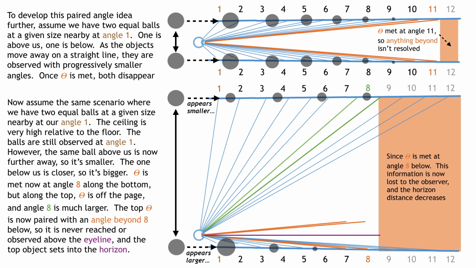But theta is now met at angle 8 along the bottom because we got closer to the ground. So angle 8 is now our new resolution limit. But along the top, that corresponding angle 8 is nowhere near compressed. It's still very wide open. And it's almost similar to angle 4 and angle 2 and angle 6 and so forth. So the top theta is now paired with an angle well beyond angle 8 below it.